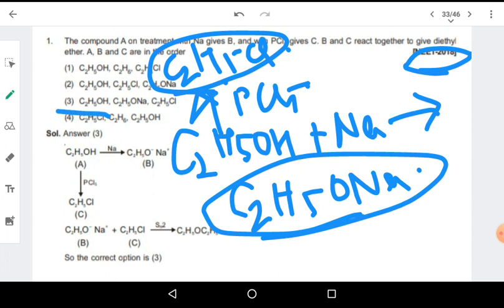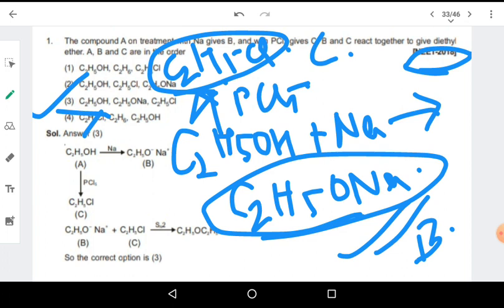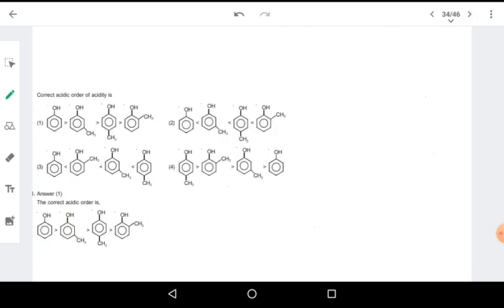So we can eliminate the last option because that does not react with sodium. So that cannot be the answer. So the next option should be C2H5ONa because that is what we are getting over here as B, and C we are getting as C2H5Cl. So the answer should be option number 3.